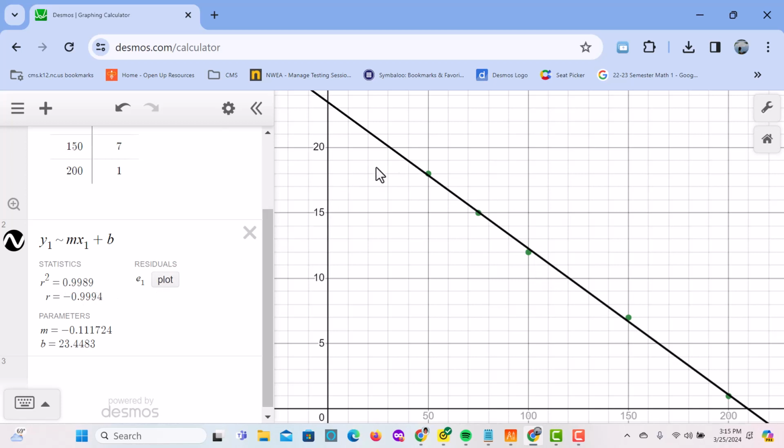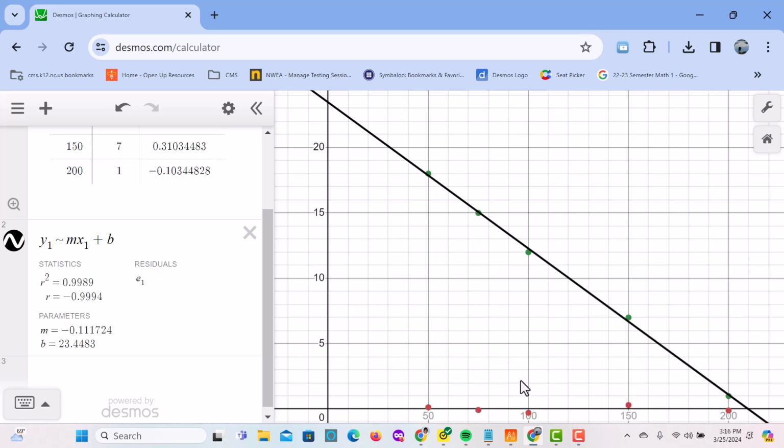If they were perfectly on that line, this would be -1, but they're going to be very close because this number is very close to 1. So that looks correct. But this is not the graph that we want to look at. We want to plot the residuals. We get that by clicking on this E sub 1. So let me go ahead and click that.